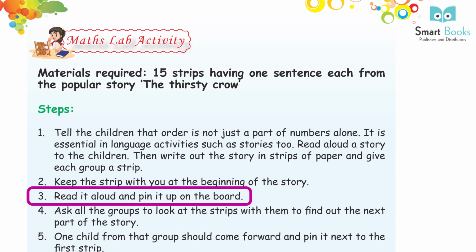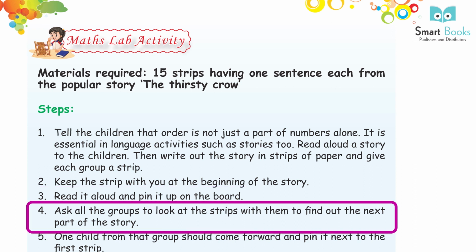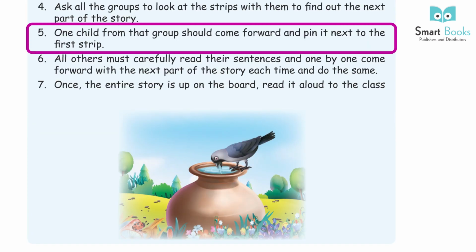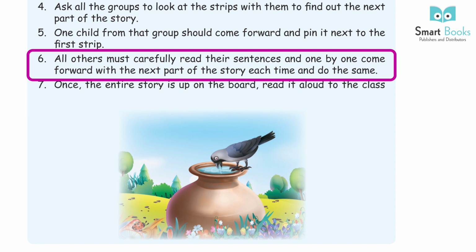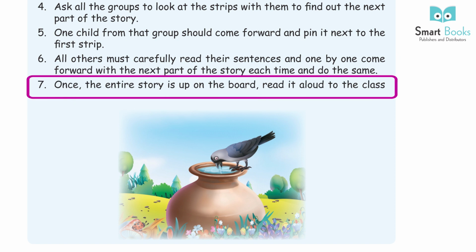3. Read it aloud and pin it up on the board. 4. Ask all the groups to look at the strips with them to find out the next part of the story. 5. One child from that group should come forward and pin it next to the first strip. 6. All others must carefully read their sentences and one by one come forward with the next part of the story each time and do the same. 7. Once the entire story is up on the board, read it aloud to the class.